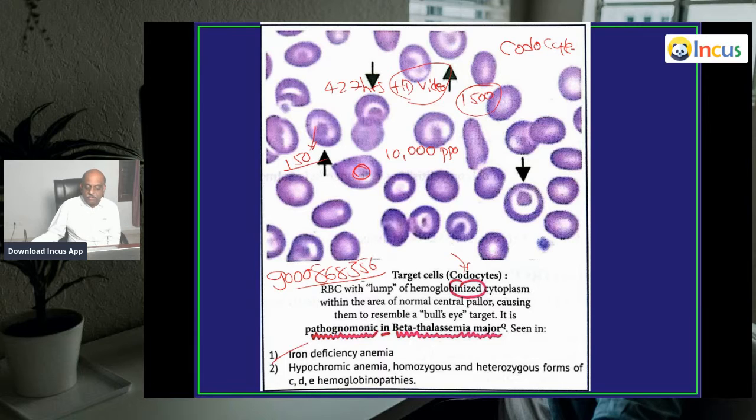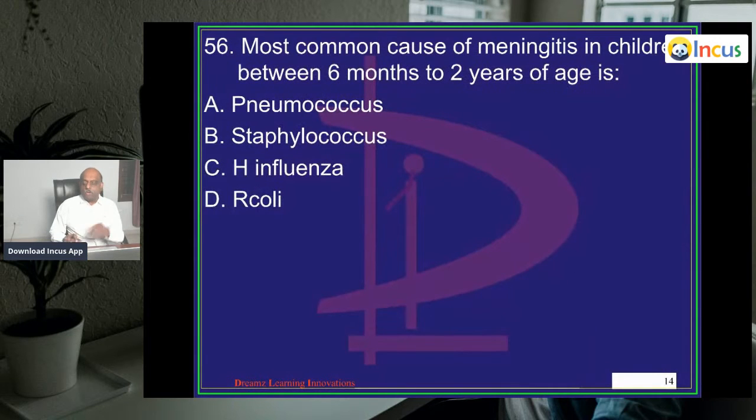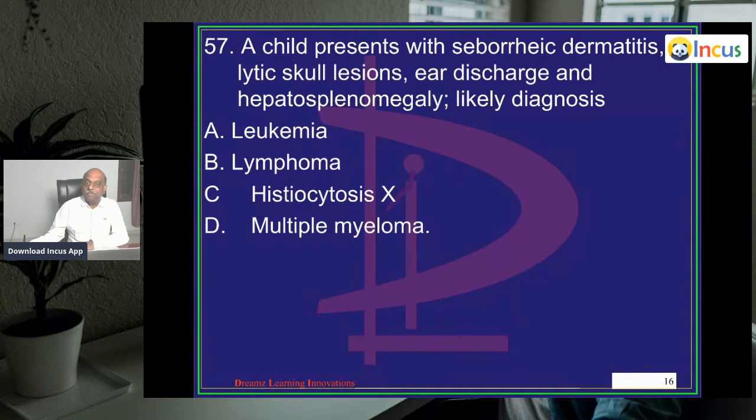So iron deficiency anemia, any hemoglobinopathy, target cells will be there. What is the most common cause of meningitis? Please keep punching your answers, doctor, into the chat window. Between the age group of 6 months to 2 years, it is the H. influenzae, which is the most common organism.